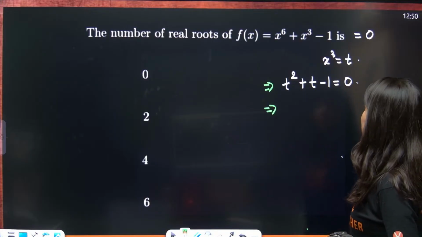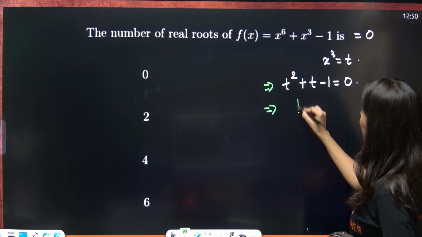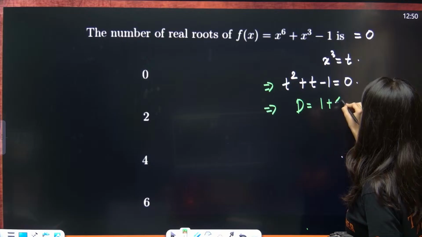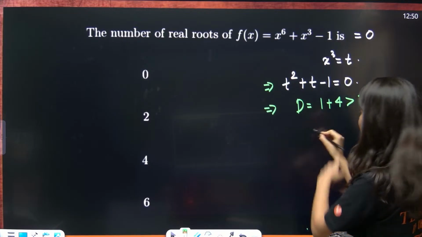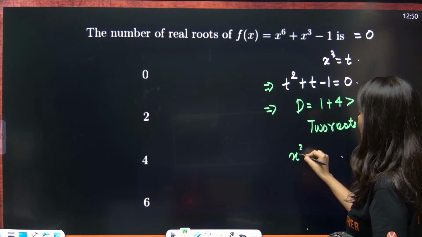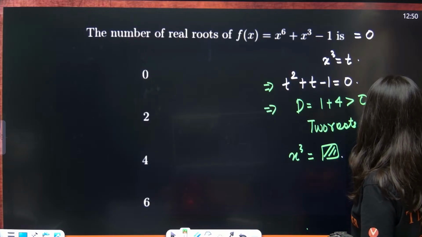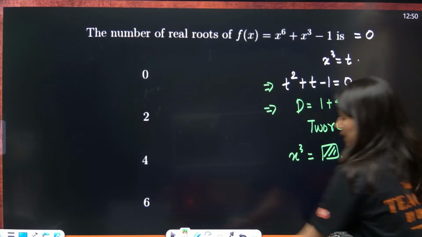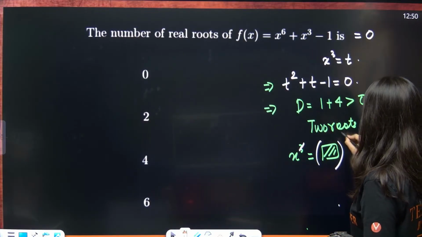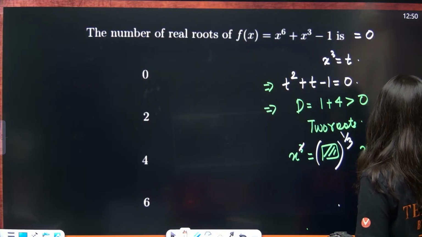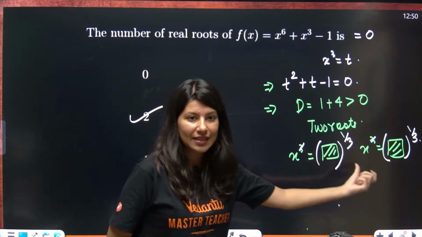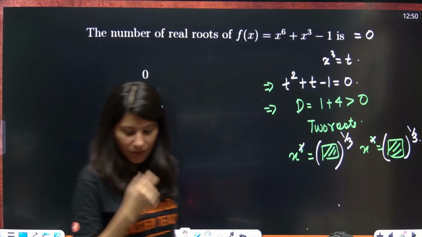So now, this is the discriminant. Can you tell me? Ma'am, discriminant will be b square minus 4ac, so plus 4, which is greater than 0. So this will have two roots. So now x cube will be some value, two roots, and x cube will be another value. Now tell me one thing, x cube is equal to 1 by 3, so this will also have two roots. X is equal to one root, x is equal to another root.